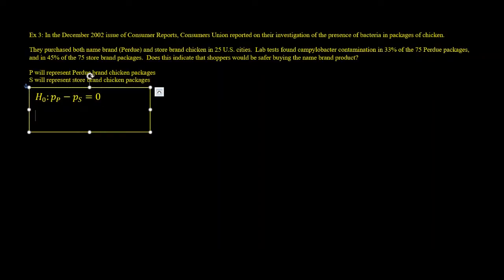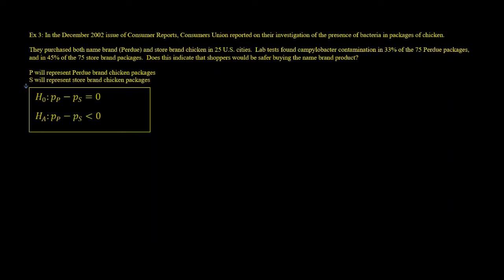The alternative, we're saying that the Perdue is better, which in this case means they have a lower percentage of contamination. So P sub P minus P sub S is less than 0. So that difference between them is less than 0. That would indicate that Perdue packages have less contamination. Their percentage of contamination is lower.